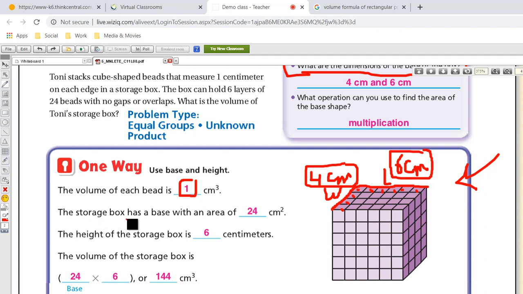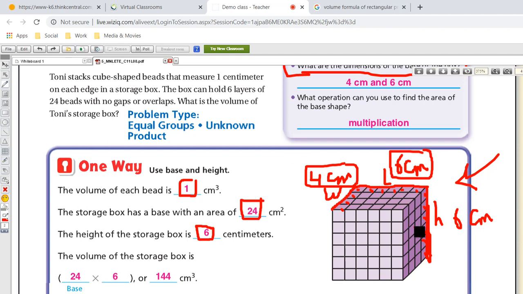And the storage box has a base area of 24 cubic centimeters, because in one layer we have 4 multiplied by 6 equals 24. The height of the storage box is 6 centimeters, because let's count the number of unit cubes here: 1, 2, 3, 4, 5, 6. So we have the height here equals 6 centimeters.